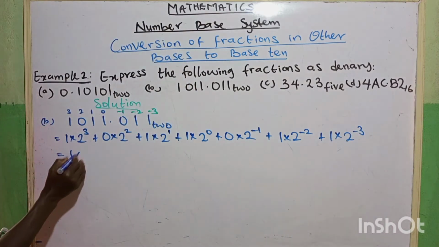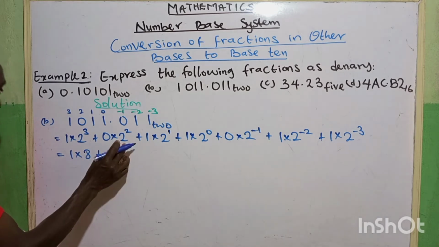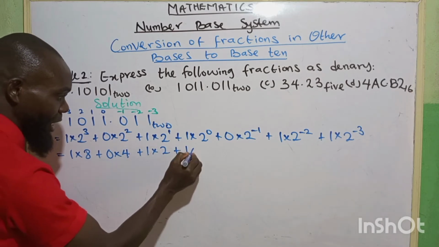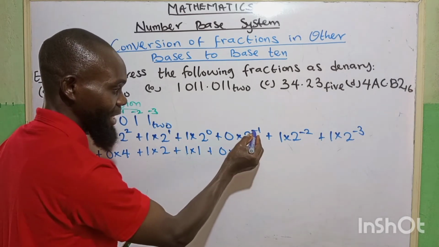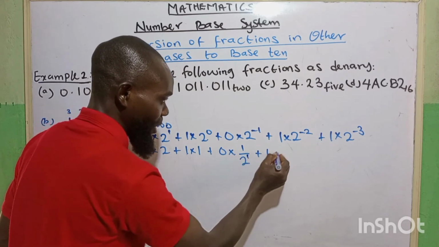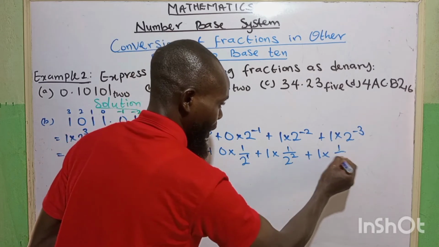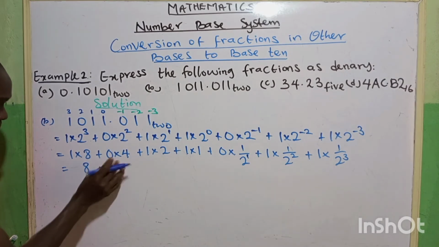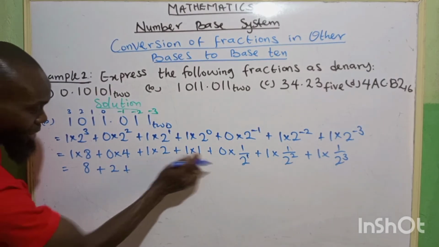So we have 1 multiplied by 2 raised to power 3, we are going to have 8, plus 0 multiplied by 2 raised to power 2, 4, plus 1 times 2 raised to power 1, 2, plus 1 times 2 raised to power 0 is 1, plus 0 multiplied by, this negative changes to 1 over 2, 2 raised to power 1, plus 1 multiplied by 1 over 2 raised to power 2, plus 1 multiplied by 1 over 2 raised to power 3. So here we have 1 times 8, 8, plus this is 0, plus 1 times 2, 2, plus 1 times 1, 1.